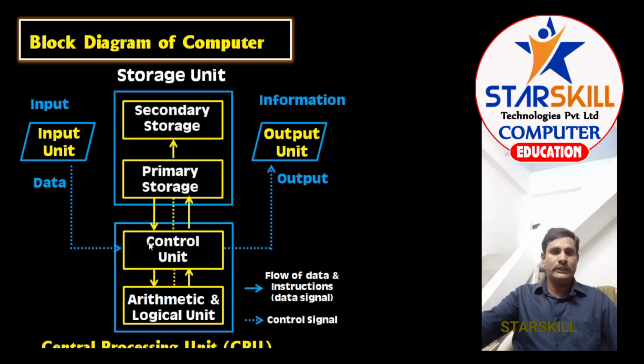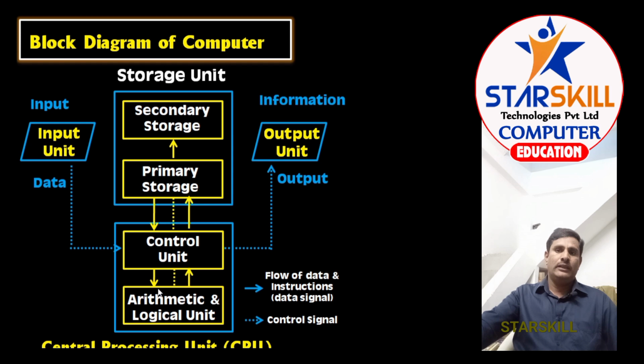First, the control unit will receive the information. Then the control unit will take the decision. If it is related to calculations, it sends the same data to the ALU. Otherwise, it sends directly to the storage unit. But even after the arithmetic or logical calculations are processed, the control unit will receive the same data.